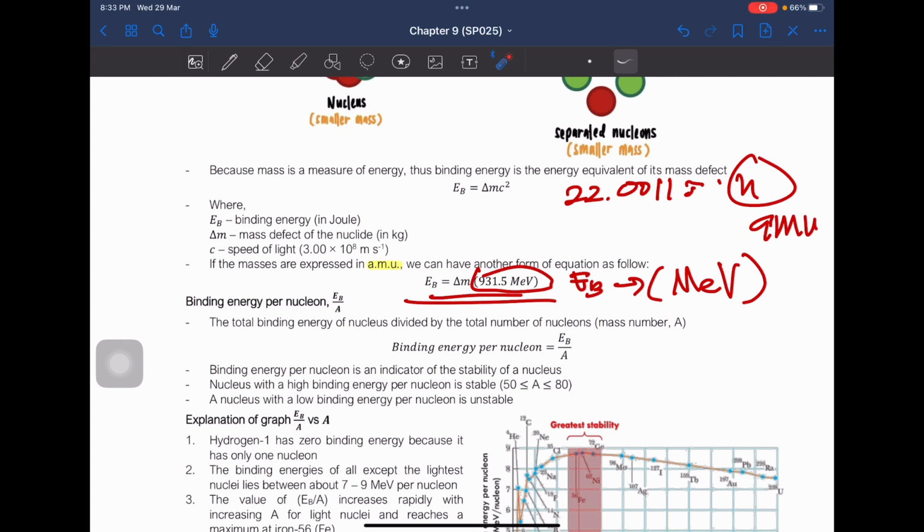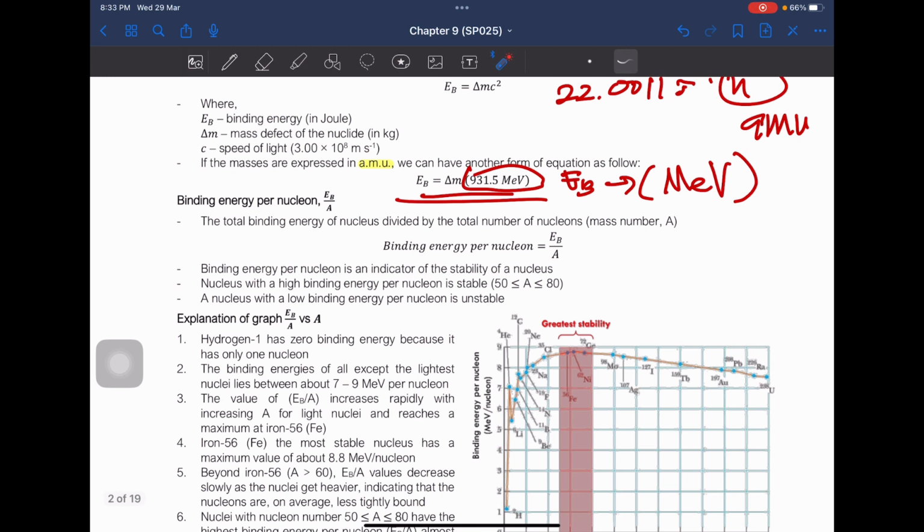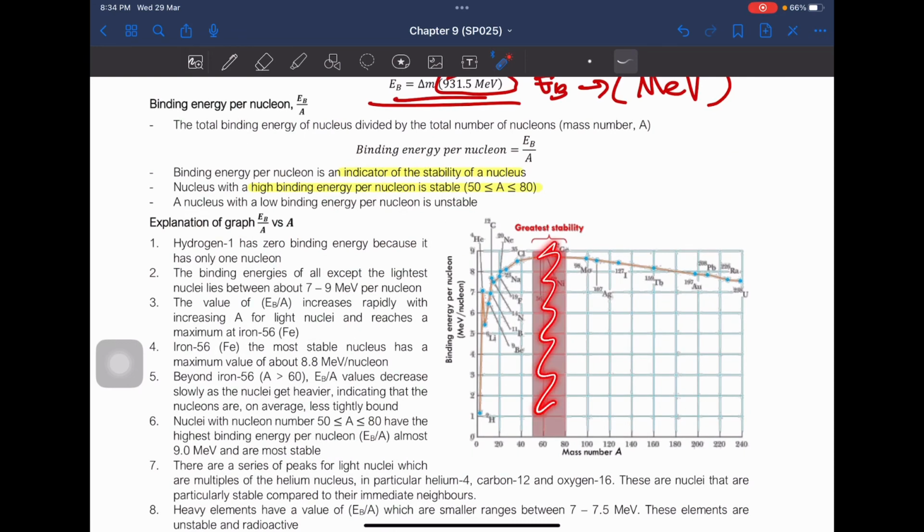Then we have binding energy per nucleon, which is the total binding energy of the nucleus divided by the total number of nucleons. This is the formula. What is this telling us? It is an indicator of the stability of a nucleus. A nucleus with a higher binding energy per nucleon is more stable, but limited to nucleon numbers of around 50 to 80. So mostly the greatest stability is at this range of mass number.